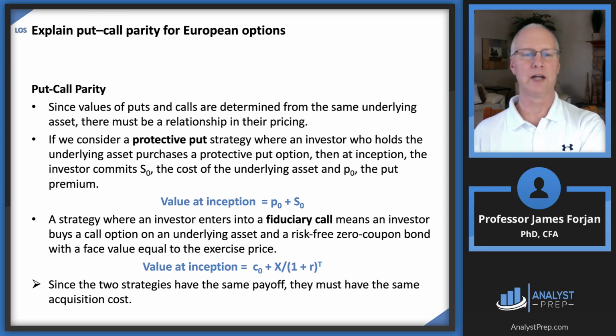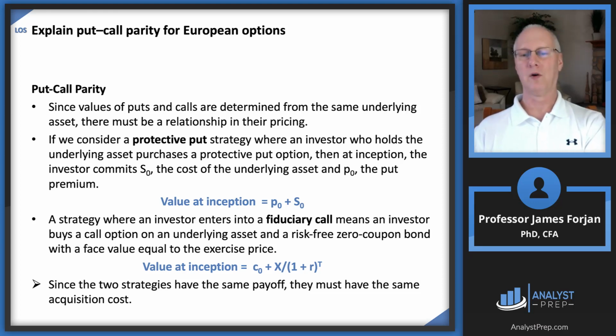So this is called a protective put. If we own the asset and we buy a put option, we're protecting the value of our underlying asset. All right. And so what the protective put does is it establishes a minimum future value of our total portfolio. Portfolio meaning that we own the stock and we own the put.